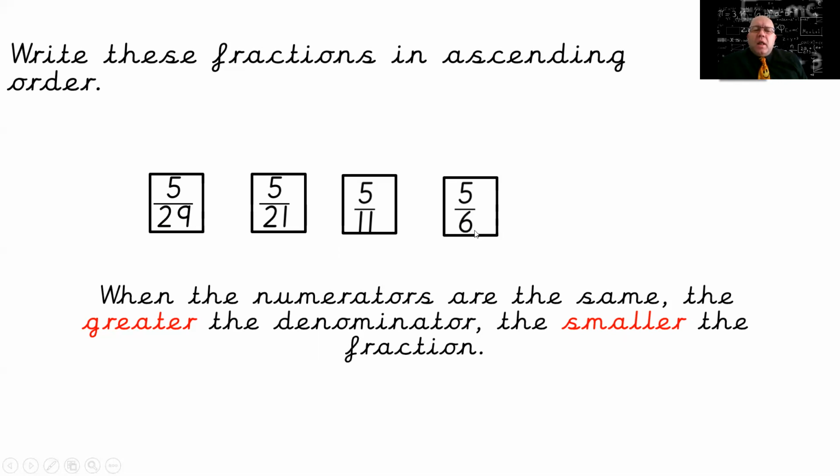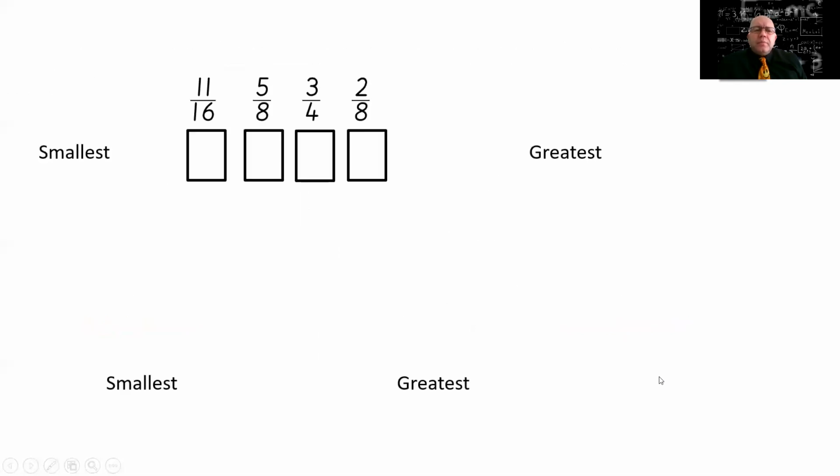Smallest, largest. Okay. Right, same idea, but this time we don't have matching numerators to help us. For this one, we're going to look at the denominators and try and make them the same. So let's have a look. We've got 16, we've got an 8, a 4, and an 8. We're looking for a nice number that all of those values will go into. Well, I think the 16. So I'm going to turn all of these fractions into equivalent 16ths.